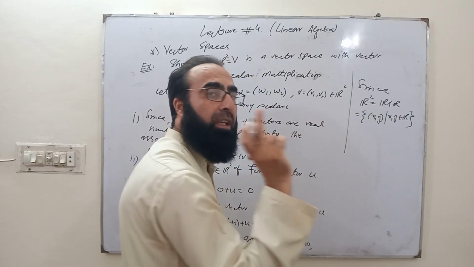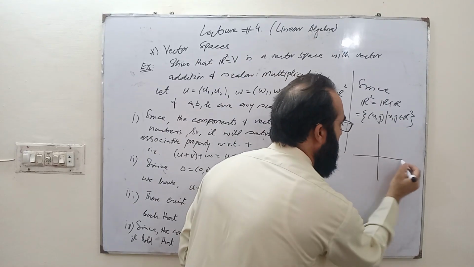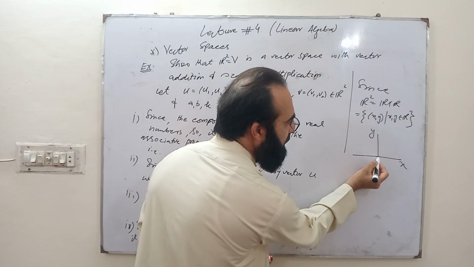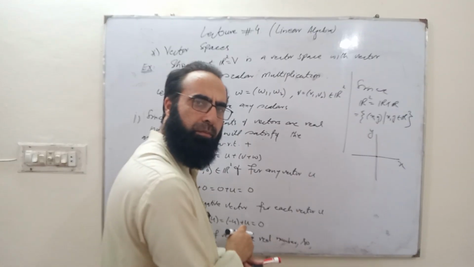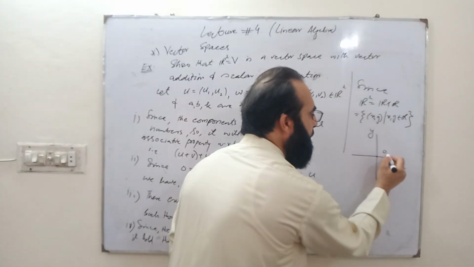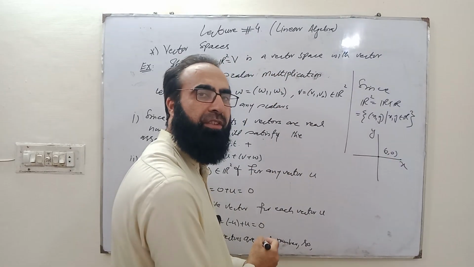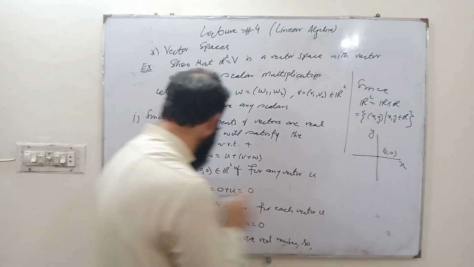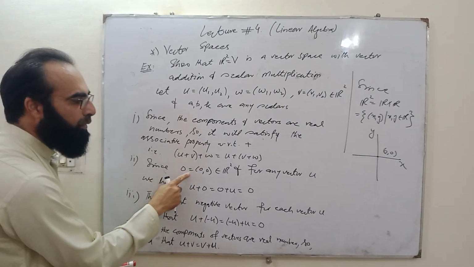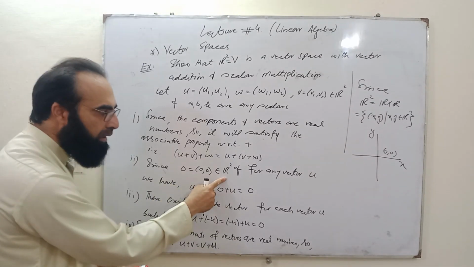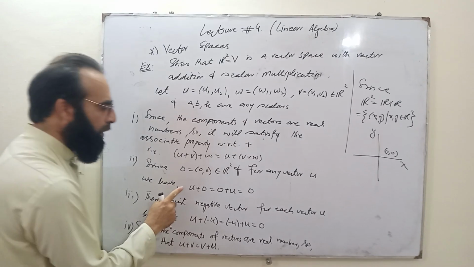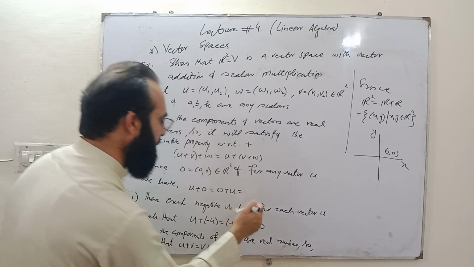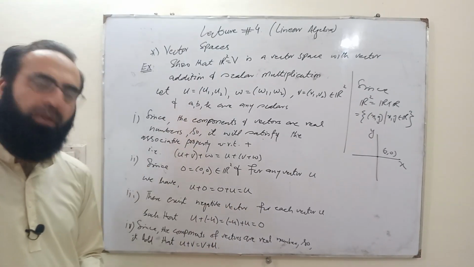Second one: since R square is basically the xy plane, this one is our x-axis and this one is our y-axis. What about this point? This point is known as the origin, and its components are 0, 0. And this point belongs to this xy plane. So 0, 0 belongs to R square, and for any vector u, u plus 0 or 0 plus u gives you the same vector u.